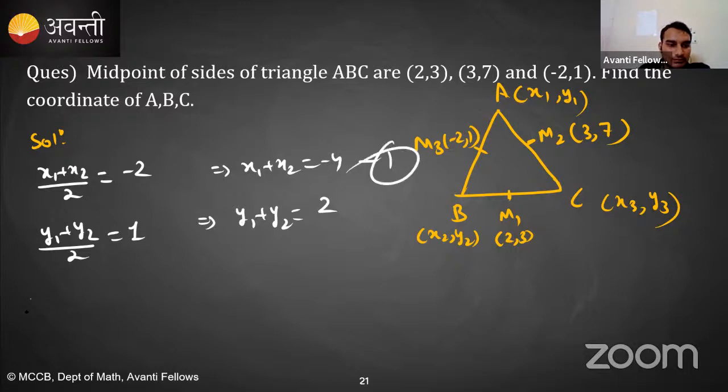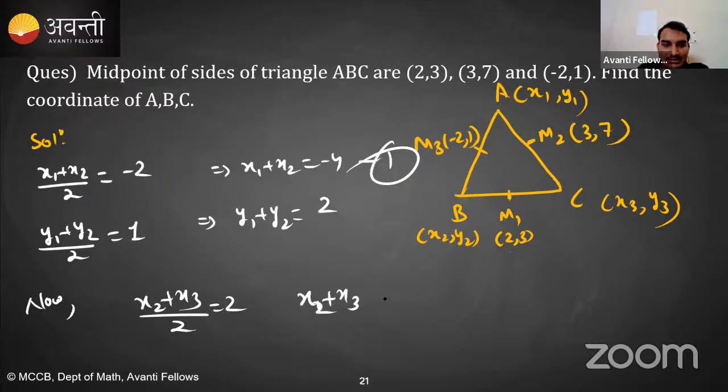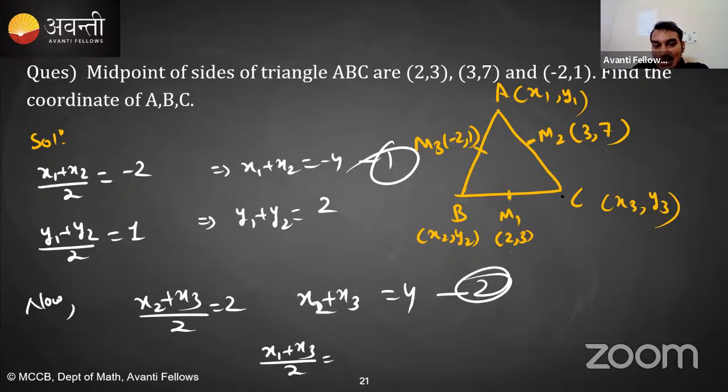So now x2 plus x3 by 2 is the x coordinate of M1, which is 2. So x2 plus x3 is nothing but 4. Let's call this equation 2. Clear? I just used the midpoint formula that x1 plus x2 by 2 is the x coordinate of the midpoint. Yes or no? Similarly, x1 plus x3 by 2 would give me the x coordinate of the midpoint of AC, which is 3.